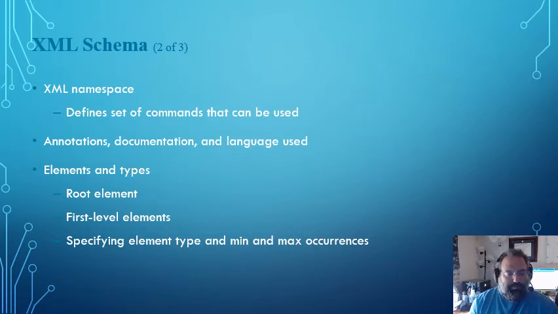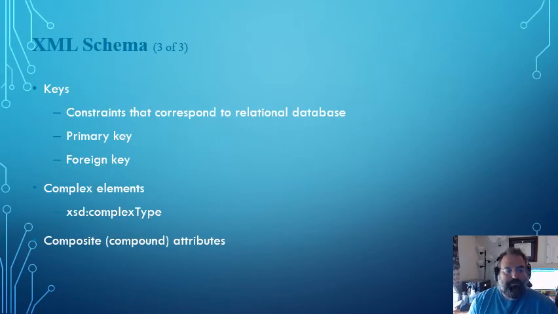Elements and types. There's a root element followed by multiple first level elements, potentially multiple, and then specifying element type, min and max occurrences. Keys are constraints that correspond to relational databases. There's a primary and foreign key. You can have complex element types with XSD, complex type, and composite compound attributes.